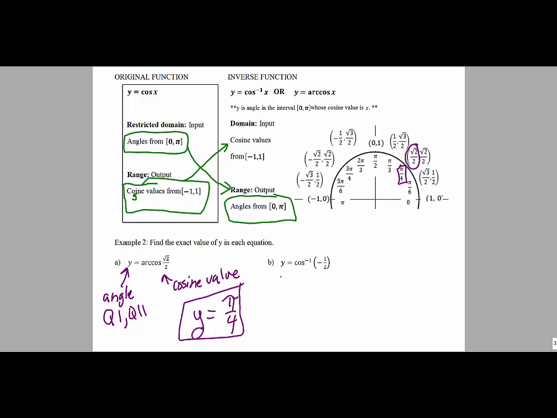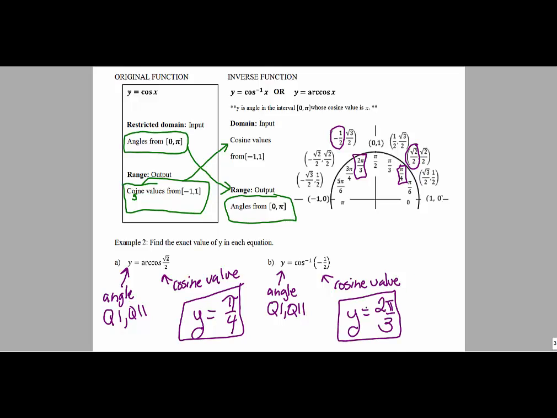In part B, we're looking for an angle. So we're looking for a y value of an angle that comes from quadrants 1 and 2. And we're looking for an angle that has a cosine value of -1/2, so we're looking for an x value of -1/2. Well, that angle would be 2 pi over 3. So for the cosine function, our angle answers only come from quadrants 1 and 2, all because of that restricted domain and now the range for the inverse function from 0 to pi.